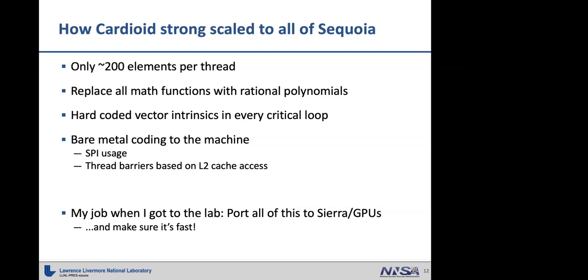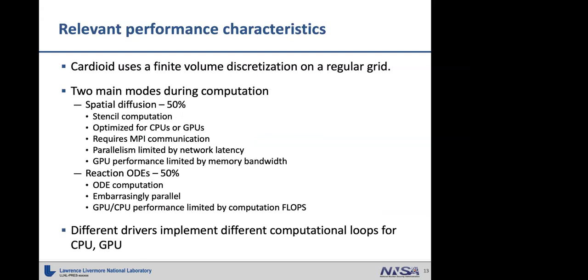Because they were so strongly scaled, MPI was too slow. Instead, they used DMAs on the network interface and used thread barriers based on L2 cache access for that individual machine. And when I first got to the lab 4 years ago, my job was to convert all of this to work on GPUs without losing speed. We did get that to work.